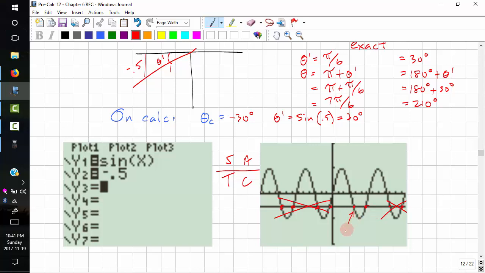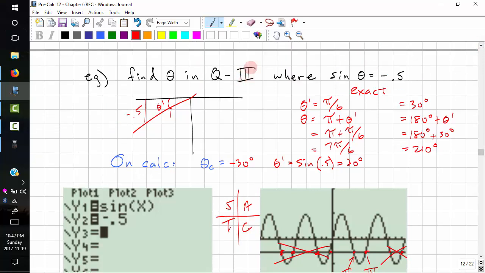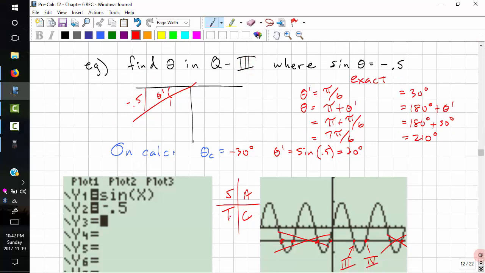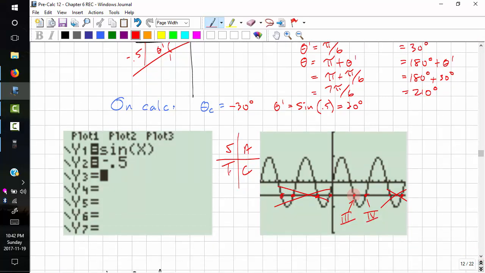Here, this is quadrant 3. This is quadrant 4. We know this because of all students take calculus. It's negative in 3 and 4. And we want the first occurrence because we're looking for the answer in quadrant 3. And then you would have to do a solve on your calculator here. And don't search for this point because that's in quadrant 4.